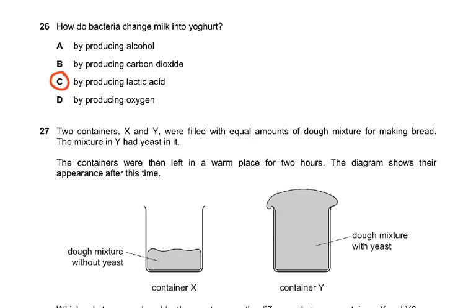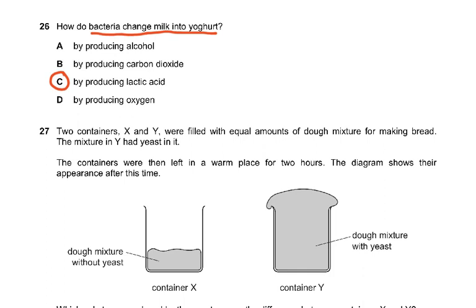Then coming on to question 26: how do bacteria change milk into yogurt? It's the lactic acid which then coagulates the milk protein casein. So it's the lactic acid which you have to understand.